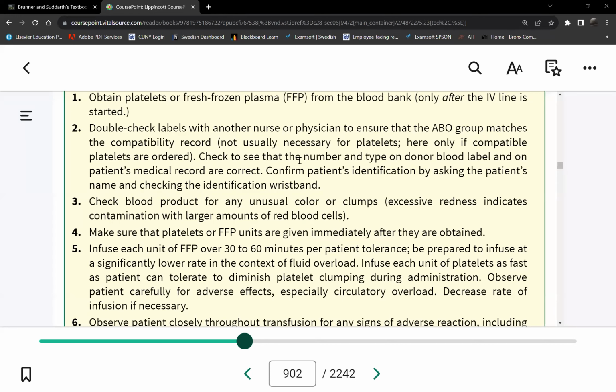I mentioned that earlier. Proof is the pooled platelets. We have up to 10 different donors, not even the same blood type. So it doesn't matter for platelets.